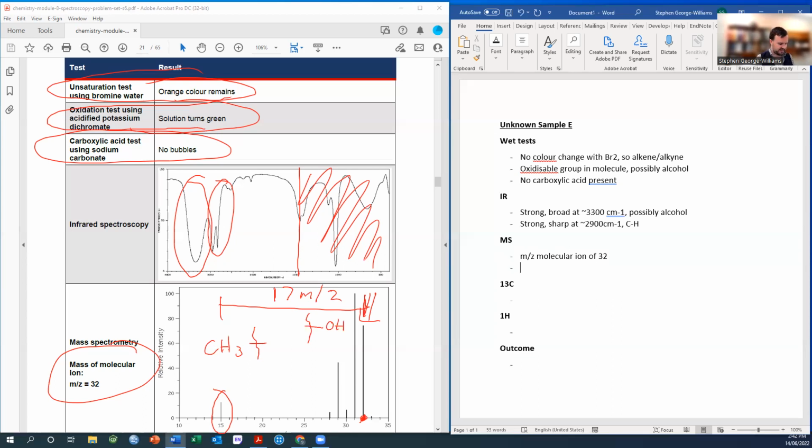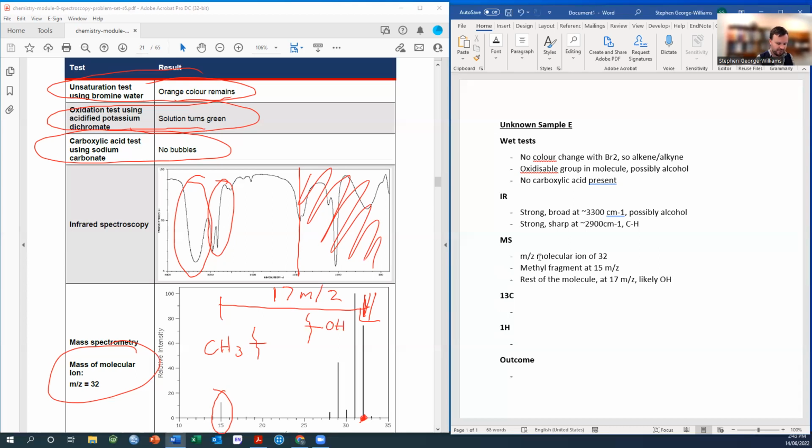I would say that I probably have a methyl fragment at 15 mass to charge ratio, and the rest of the fragment or molecule at 17 is likely an OH. So I'm building up this idea.